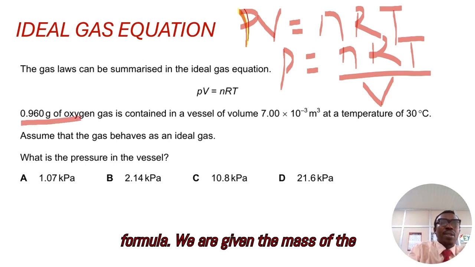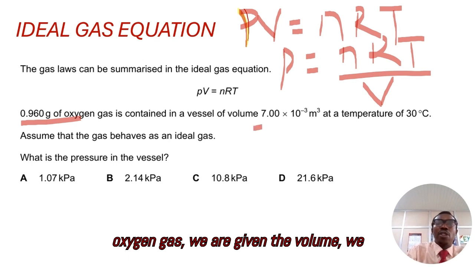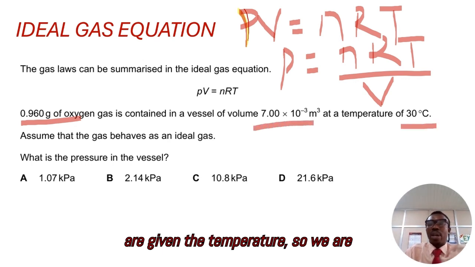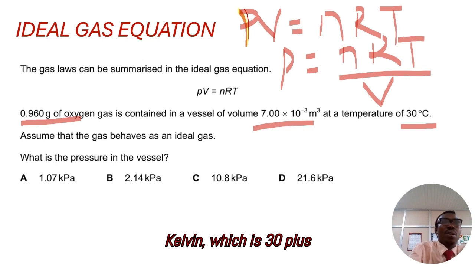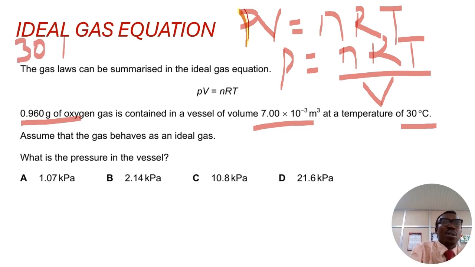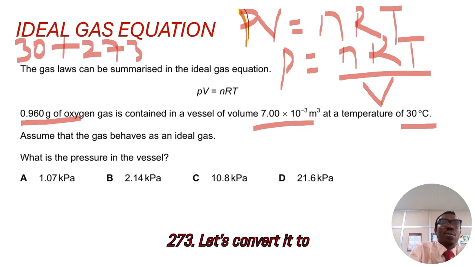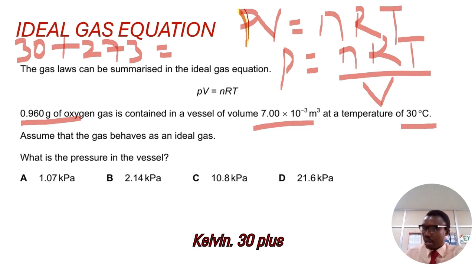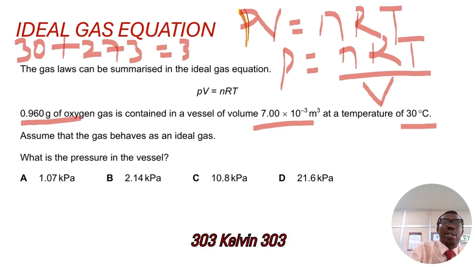We are given the mass of the oxygen gas, the volume, and the temperature. So we are going to convert the temperature to Kelvin, which is 30 plus 273. Let's convert it to Kelvin.